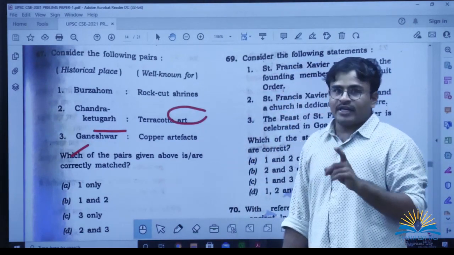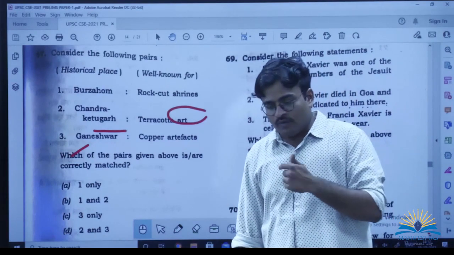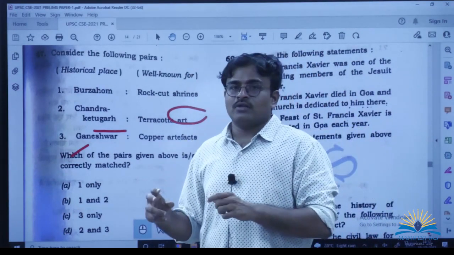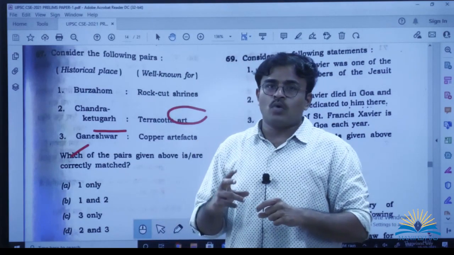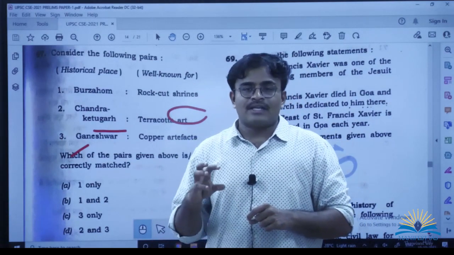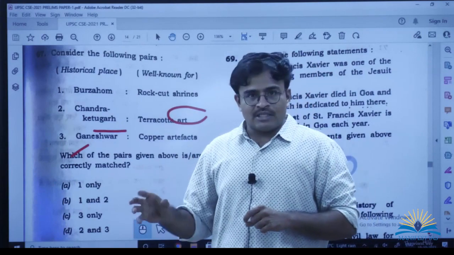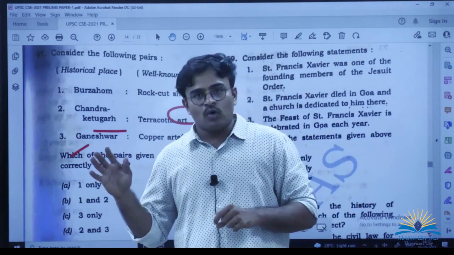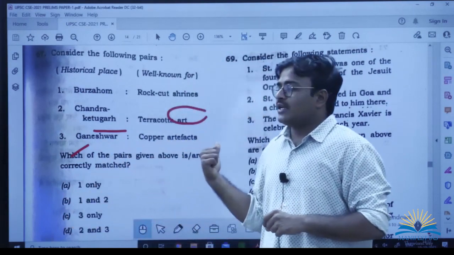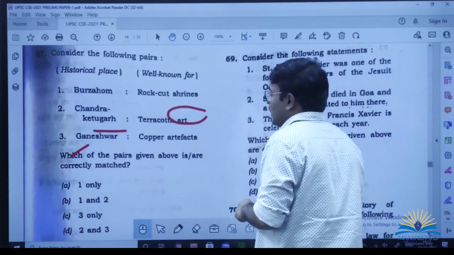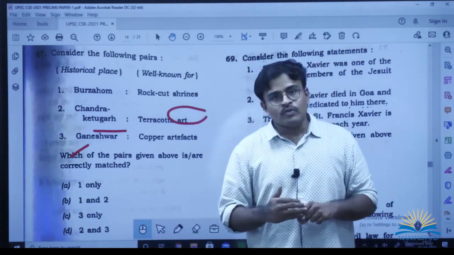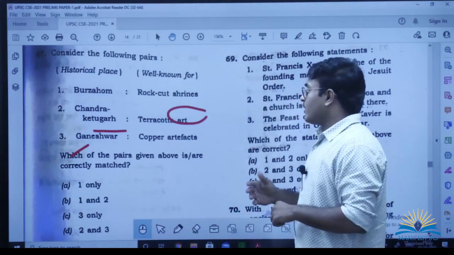Then the second one is Chandraketugarh. This year, if you had followed the newspapers properly, Mamata Banerjee wanted to establish the glory of this Chandraketugarh, which was a port of the Bengal region during the Mahajanapada period, and it belonged to the Anga Mahajanapada. It is also associated with a lot of terracotta sculptures, and it was a port town at one point of time. So Chandraketugarh is known as a place of terracotta art, and this year Mamata Banerjee tried to re-establish its glory. As part of her election campaign, she talked about it.